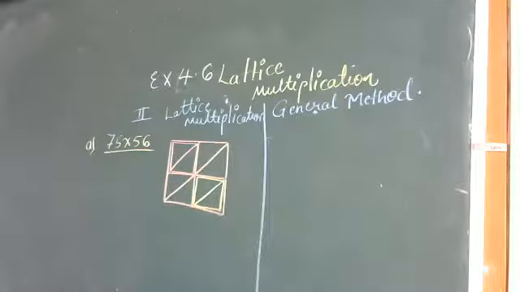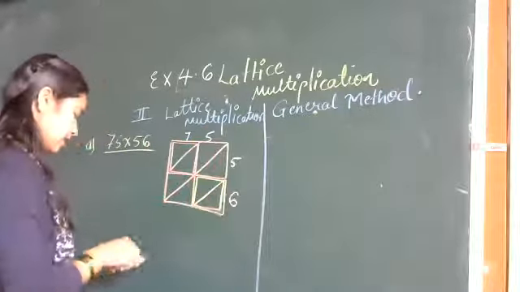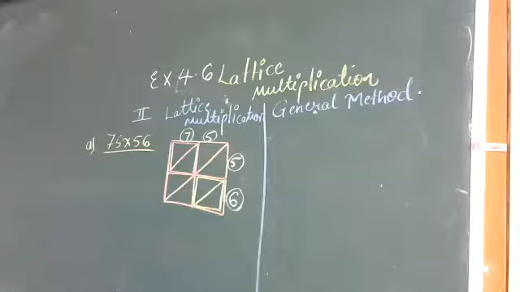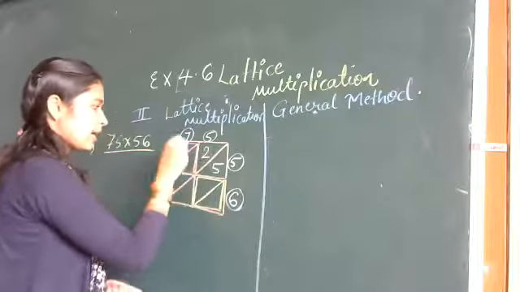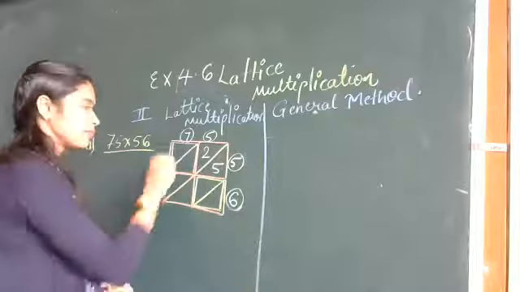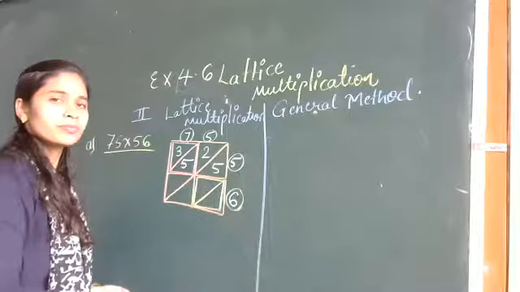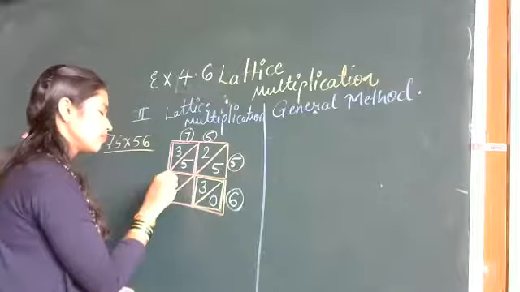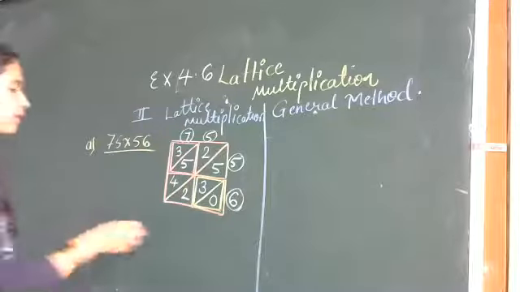What is the question? It is 75 multiplied by 56. Now multiply the numbers. 5 times 5 is 25. 7 times 5 is 35. 5 times 6 is 30. 6 times 7 is 42. Okay. Now just add your triangles.